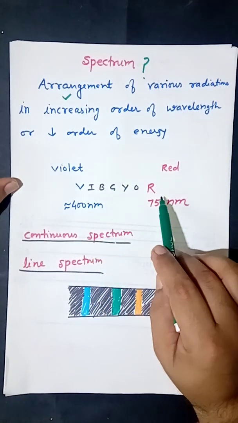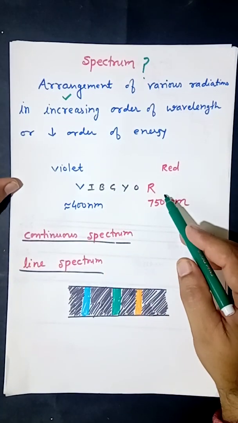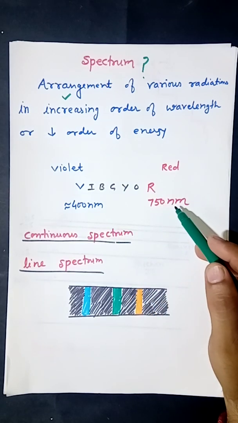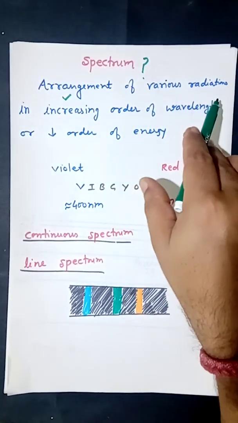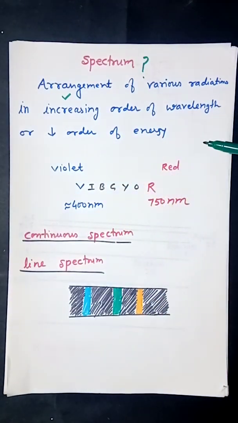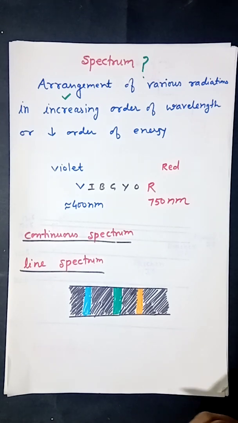And this particular arrangement of radiations in increasing order of wavelength, or you can say decreasing order of energy, is known as spectrum. So just look here, how can we define it? Arrangement of various radiations in increasing order of wavelength or decreasing order of energy. This is one of the best examples of spectrum which you have seen in day-to-day life. But rainbow is not the only example of spectrum. This is just a single example of spectrum.